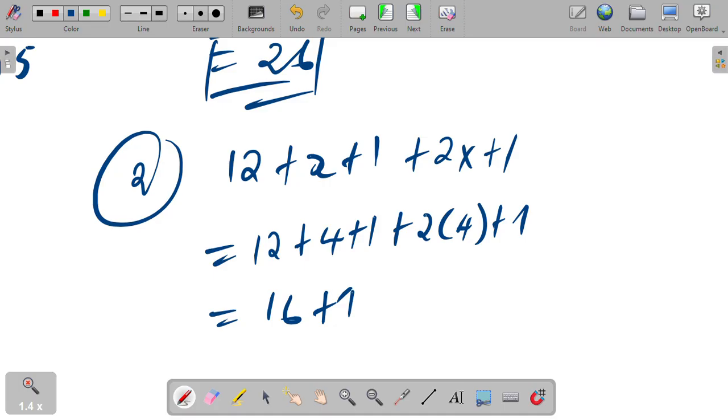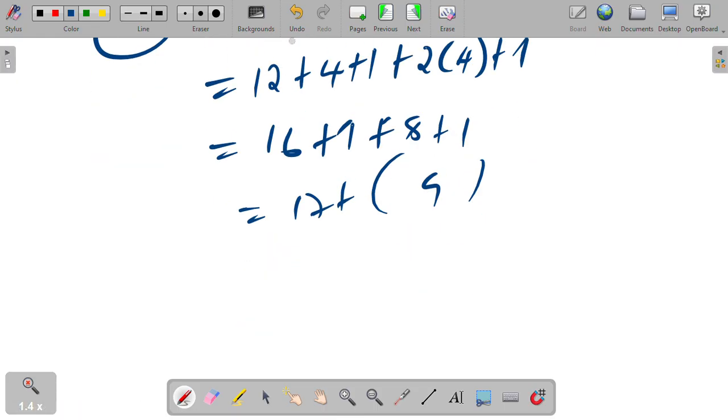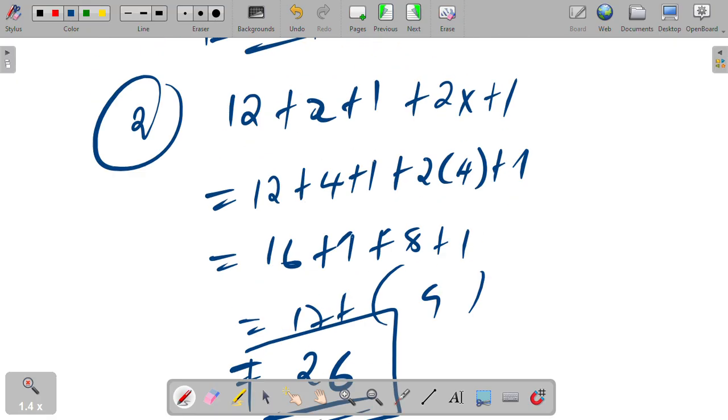Plus 1 here, and then plus again 2 times 4, which is 8 plus 1. What we get here is 9. What about here? 16 plus 1 is 17. 17 plus 9 gives you 26. This is what we did for the second method.